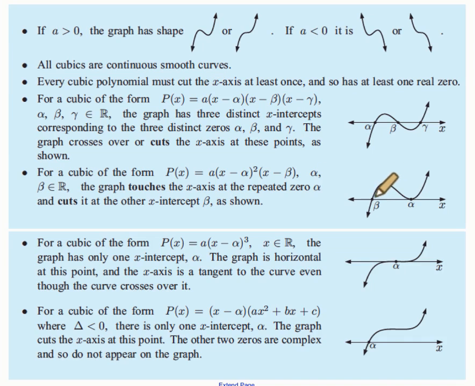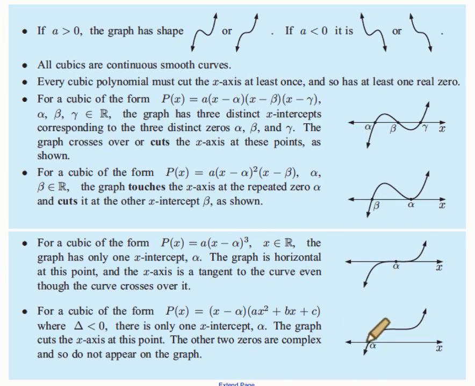Here we're going to have one root and then a repeated root because it cuts it here and then it touches it here. Here the cubic cuts the x-axis in a very kind of flat, maybe strange way, and that's going to turn into x minus the root cubed.